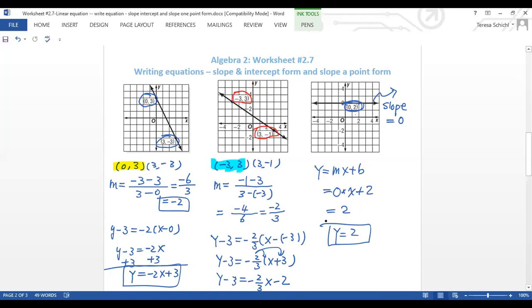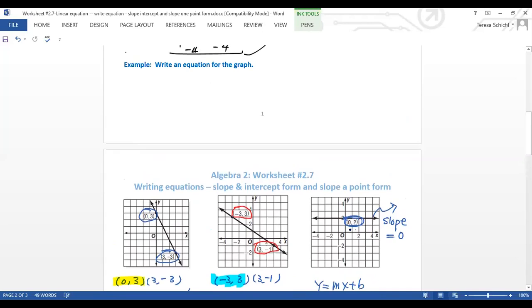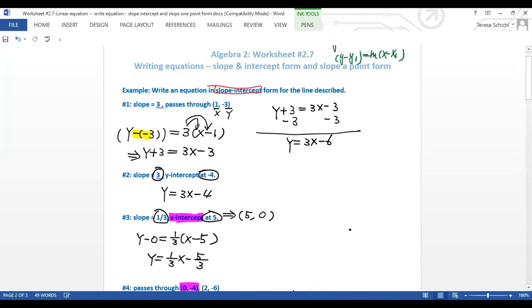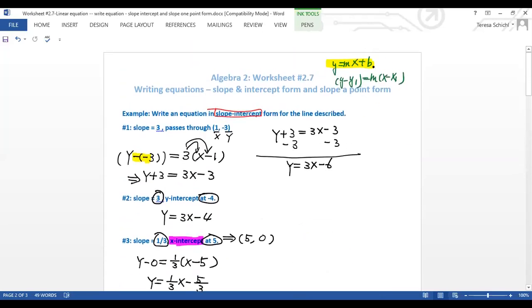Okay, that's it. The key part for this section is to make sure you remember those two very, very important formulas, especially the slope and the y-intercept form. We call it the golden formula. A lot of linear equations, they just want you to change to this form here. Okay, that's it. So this is worksheet 2.7.